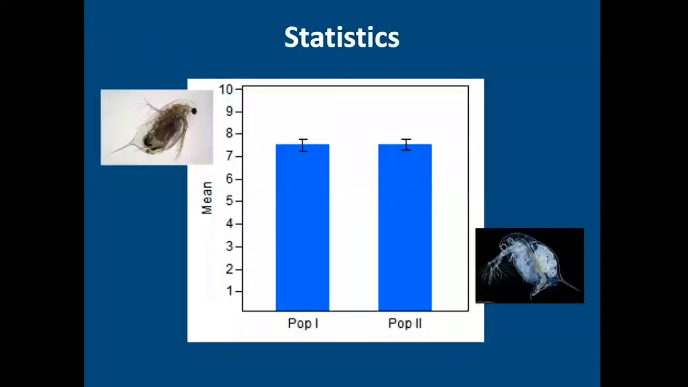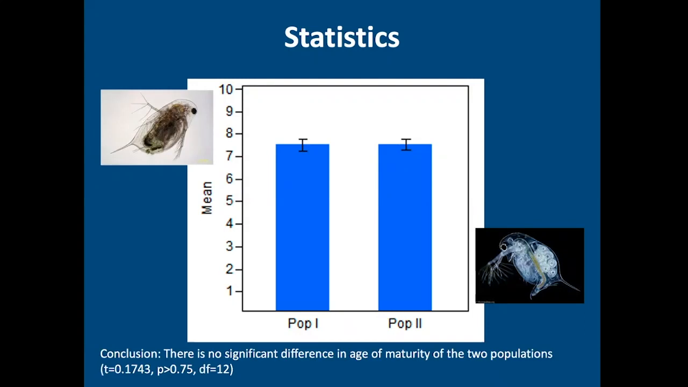So if we go back and look at our data again, we can see that small difference in the means that we wondered if it was statistically significant. We've concluded it's not. And so our conclusion would be there is no significant difference in age of maturity of the two populations with a t equal 0.1743, a p greater than 0.75, and degrees of freedom of 12. And that's an example of how you do a t-test.